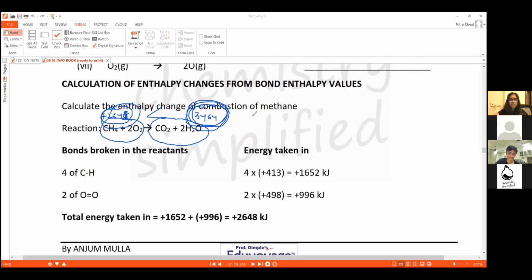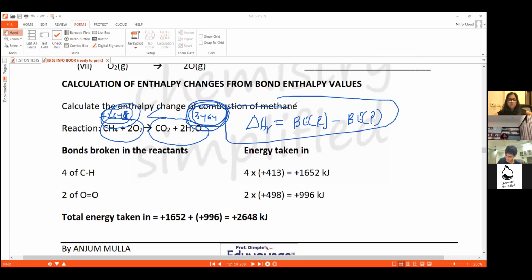But we wanted to find the delta H. Remember, delta H of the reaction, when you use bond enthalpies, you'll always do the bond enthalpies of reactants minus bond enthalpies of products. So here it is reactants minus products. Okay? If you are using bond enthalpies, then reactants minus products. So whatever answer you get, that is the delta H.